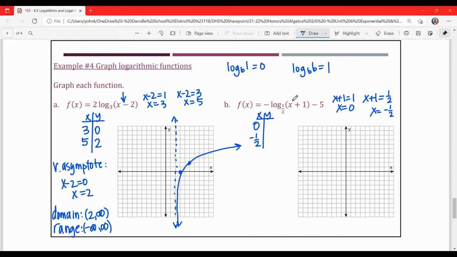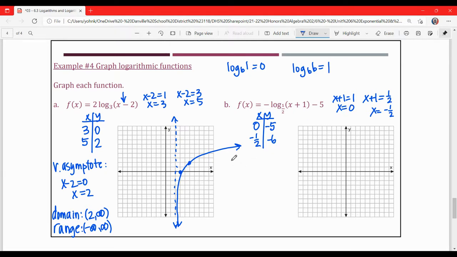If I plug in 0, I get 0 plus 1 is 1. Log base 1/2 of 1 is 0. Attach a negative is 0. Minus 5 is negative 5. If I plug in negative 1/2, negative 1/2 plus 1 is 1/2. Log base 1/2 of 1/2 is 1. Attach a negative is negative 1. Minus 5 gives you negative 6.